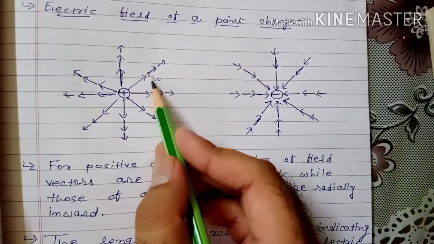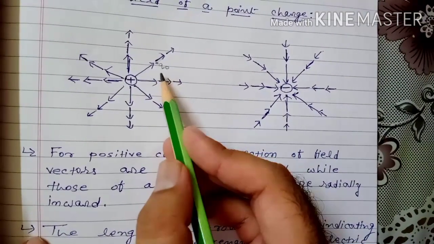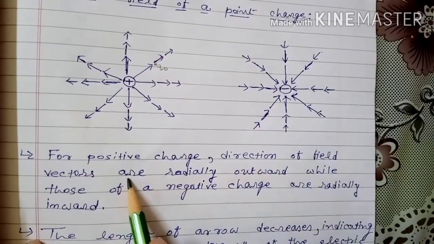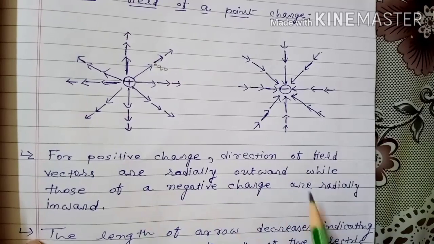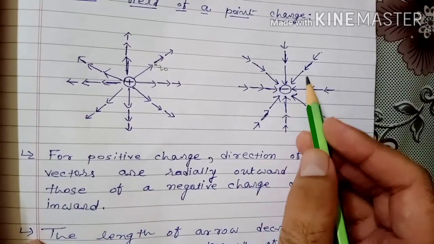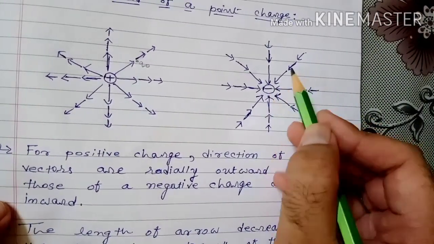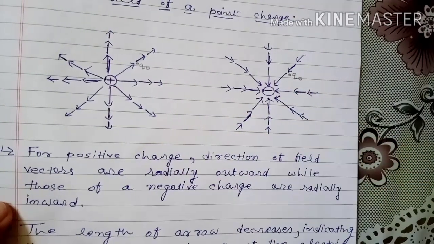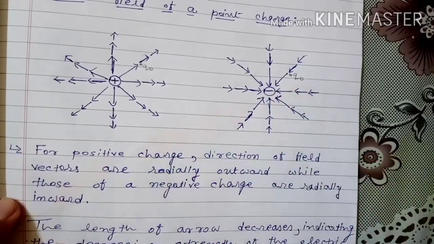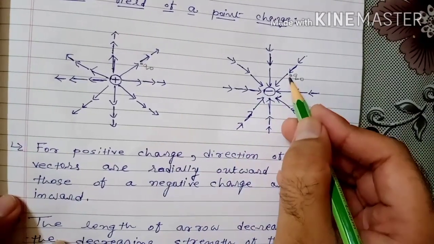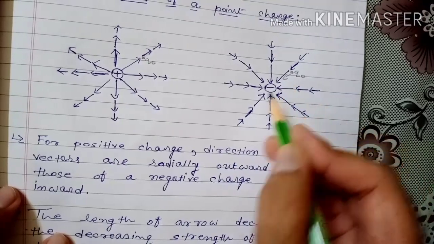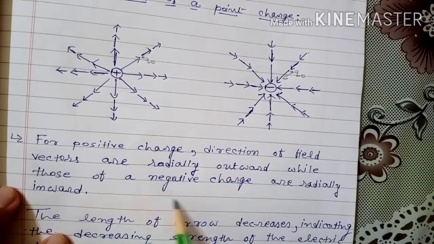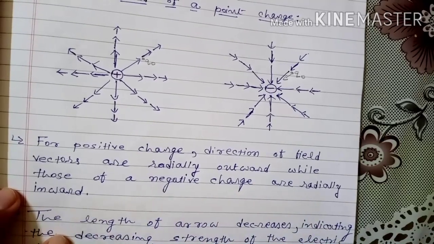As I told you, we always have to take the test charge to be positive. So for a positive charge, the direction of field vectors is radially outward, while for a negative charge it is radially inward. Here if we consider a negative charge, and I place a unit positive test charge Q0, then between the negative and positive, which type of force will act? Attractive force, and the direction of force will be toward the negative charge. Therefore, the direction of electric field lines for a negative charge is radially inward.